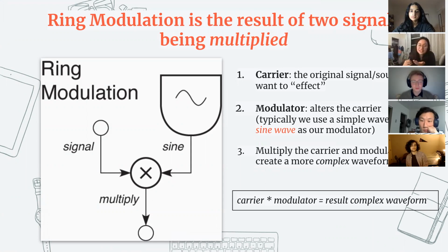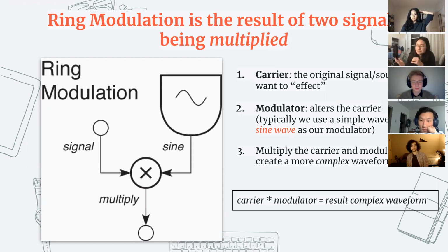The carrier signal is the original signal or the original sound, and it's the sound that we want to affect. So in the case of the Daleks, the first example, this is the signal of the voice talking without any distortion or anything on top of it.